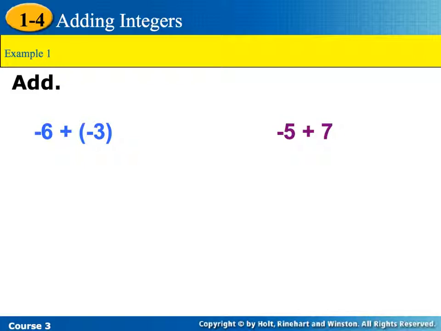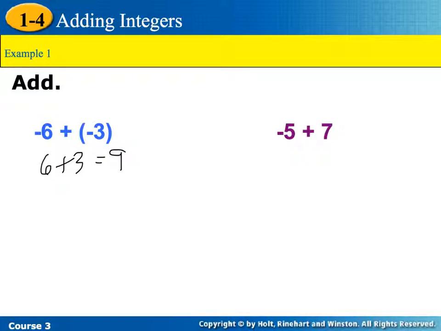Alright, so if you look at this, I have -6 plus a -3. If you go back to your previous notes, it says adding with the same sign. When you are adding with the same sign, you add the digits and keep their sign. So if I take -6 plus a -3, I am taking 6 plus 3, which is 9.